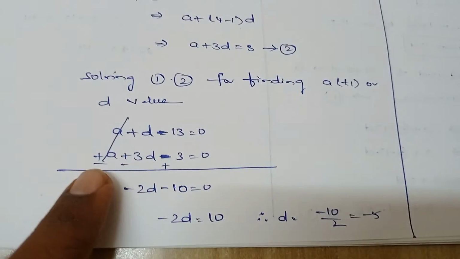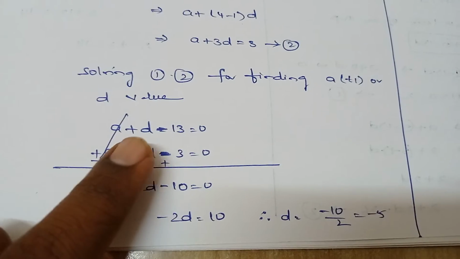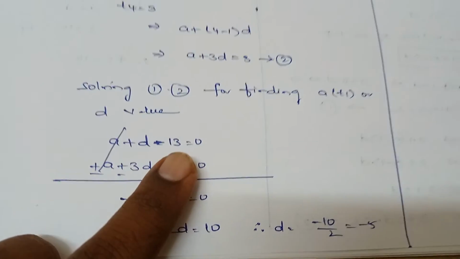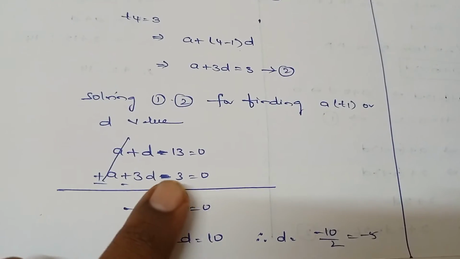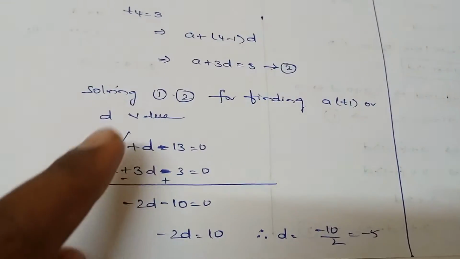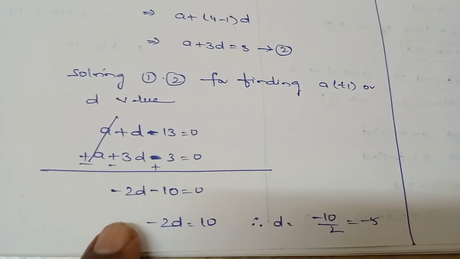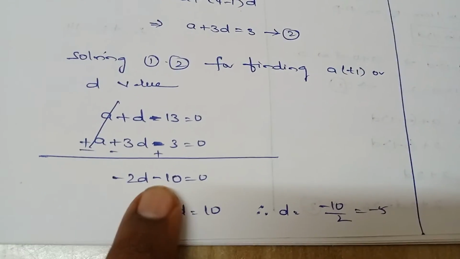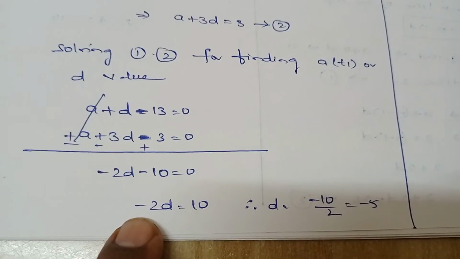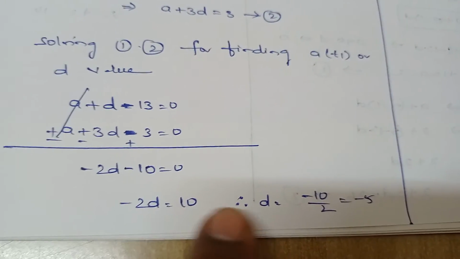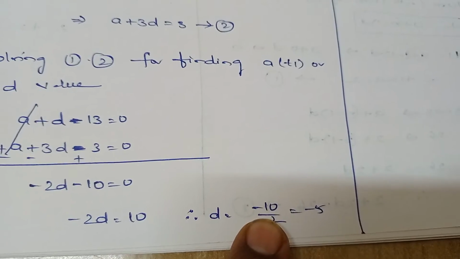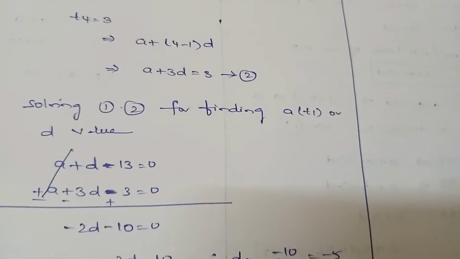So solving method guys. How to solve? A plus D minus 13 equal to 0, first equation. A plus 3D minus 3 equal to 0. Okay. While solving, the signs will differ. So we get minus 2D minus 10. So minus 2D equal to 10. Therefore D equal to minus 5 guys. Okay. We got D value.